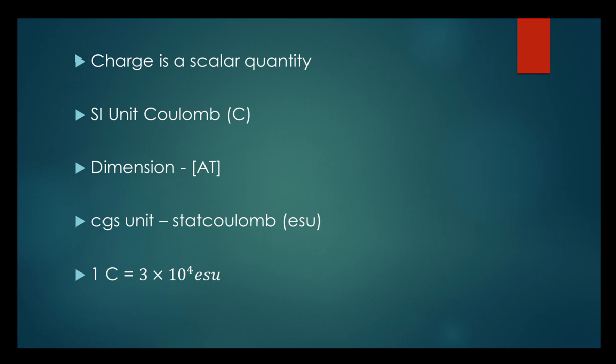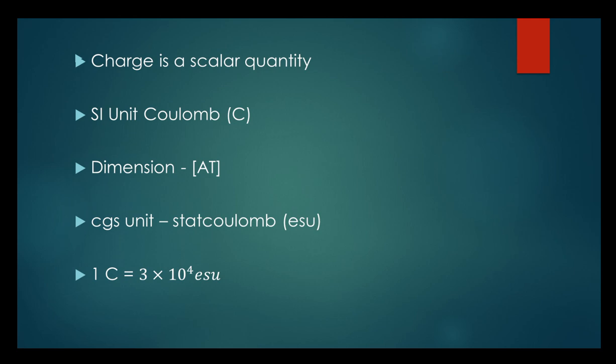Charge is a scalar quantity. We know that all physical quantities in physics are divided into two parts. One is scalar, another is vector. So charge is a scalar quantity. Its SI unit is coulomb. Its dimension is AT, where A represents ampere and T is time.